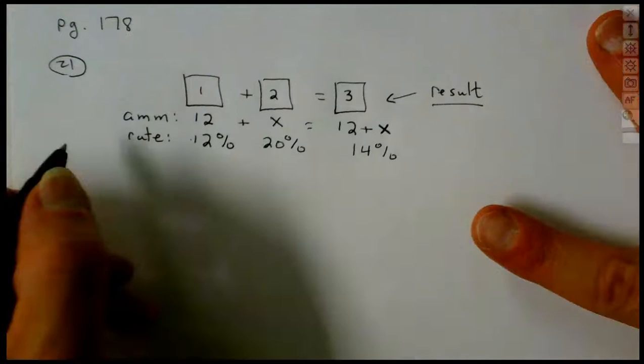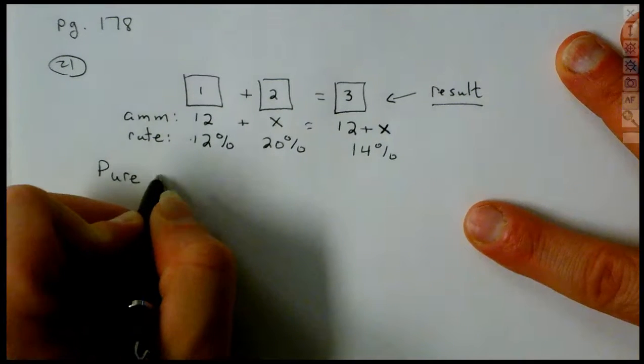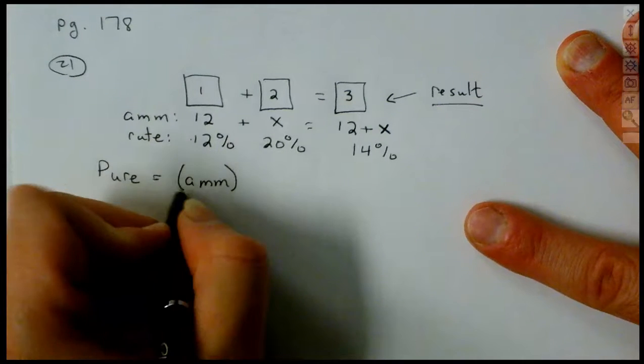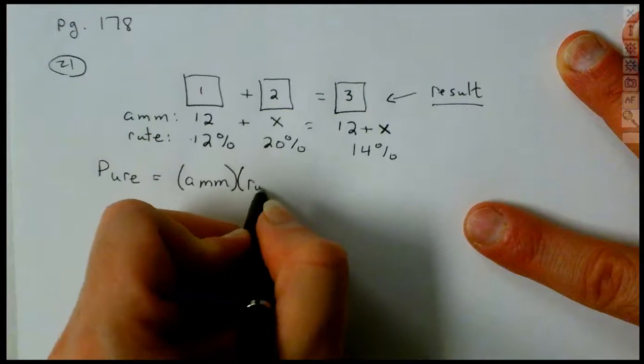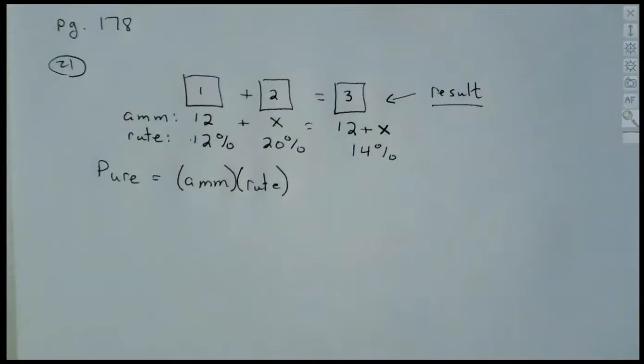And how do we do that? Well, we do that by looking at what's called the pure. And the pure is the amount times the percentage rate as a decimal. So pure is always the same, and it's the amount times the rate.